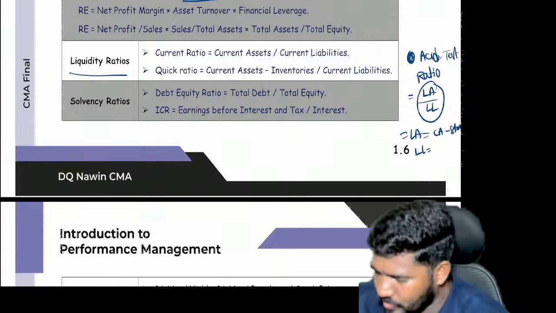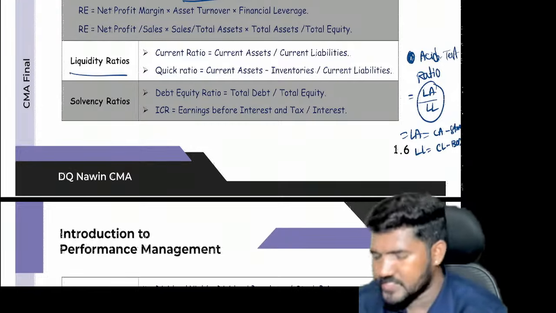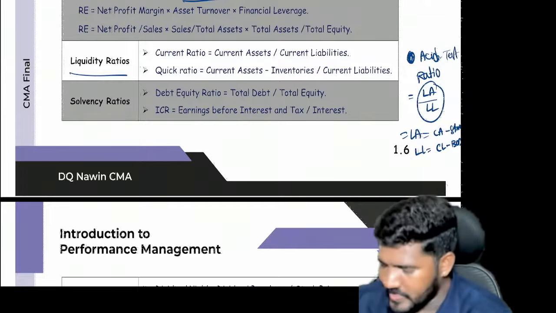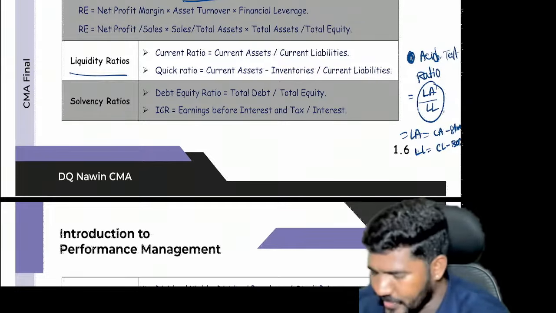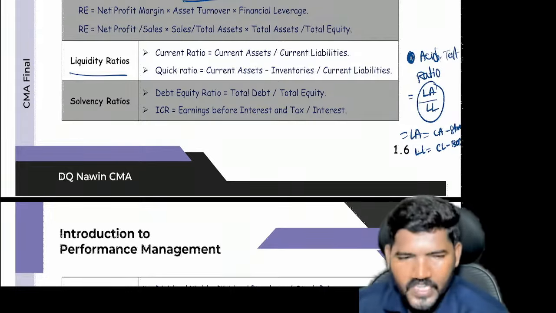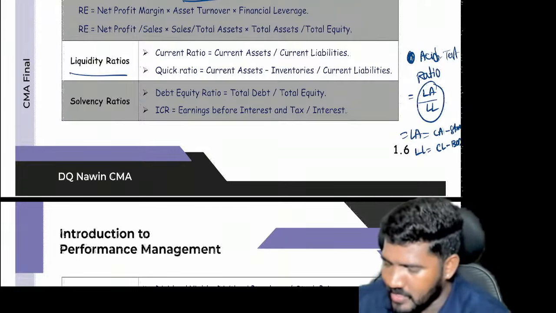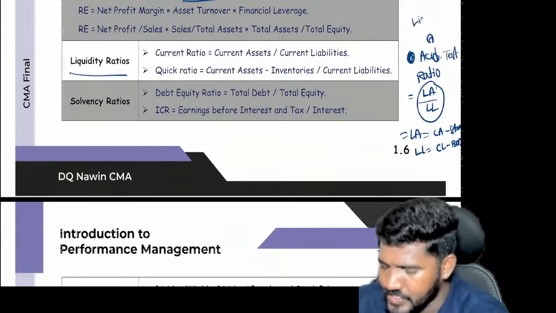Next, liquid liability equals current liability minus bank OD. Bank OD is not a high liquid liability. It is just a current liability. That's why out of total current liability, they are deducting bank OD. So this is the way to calculate the quick ratio, acid test ratio or liquidity ratio. There is another alternative name, liquidity ratio.